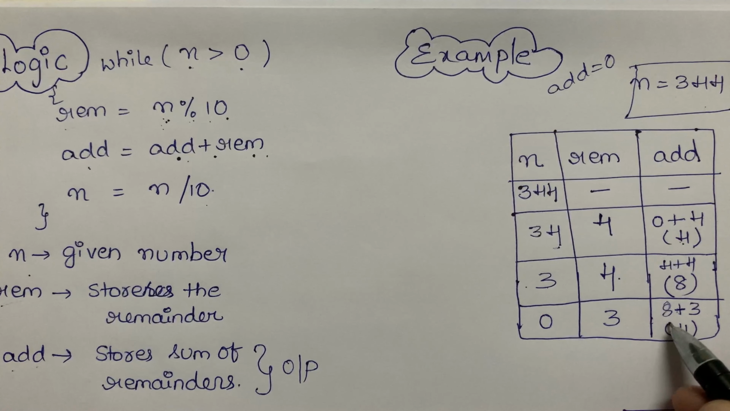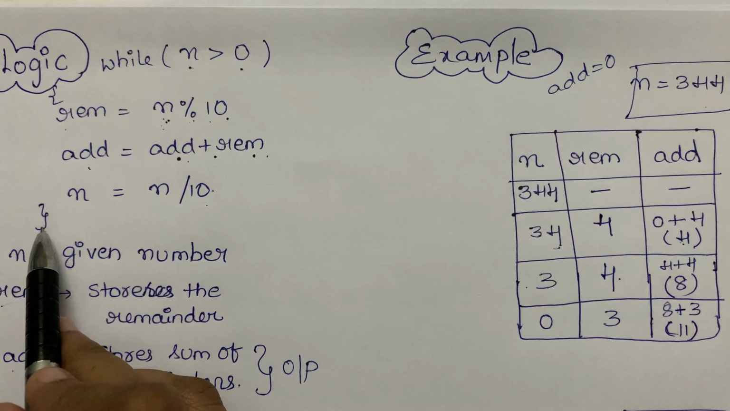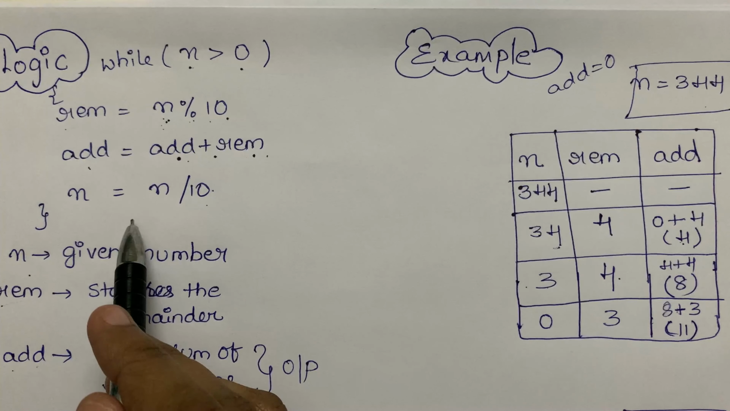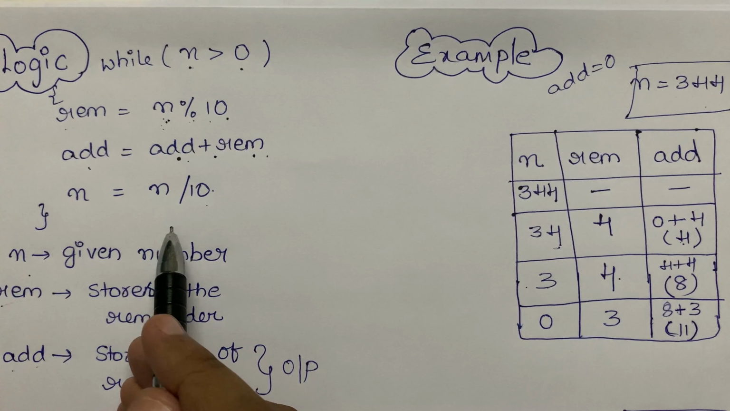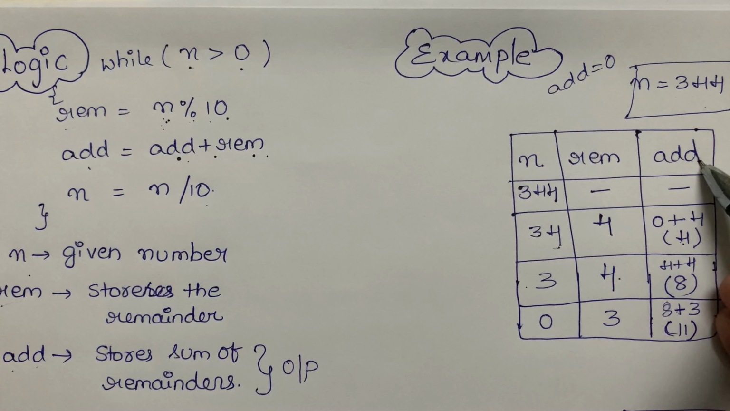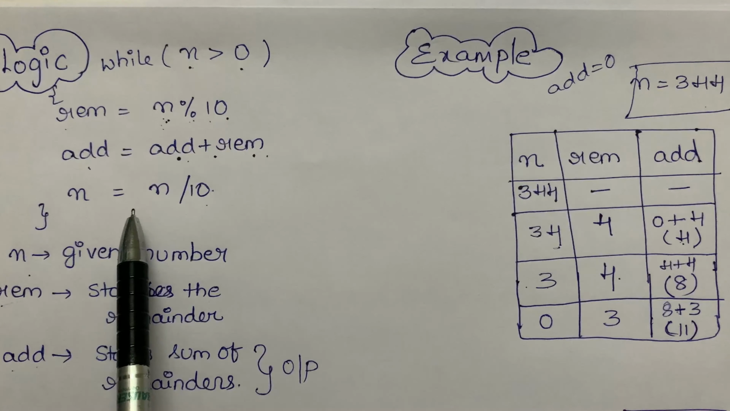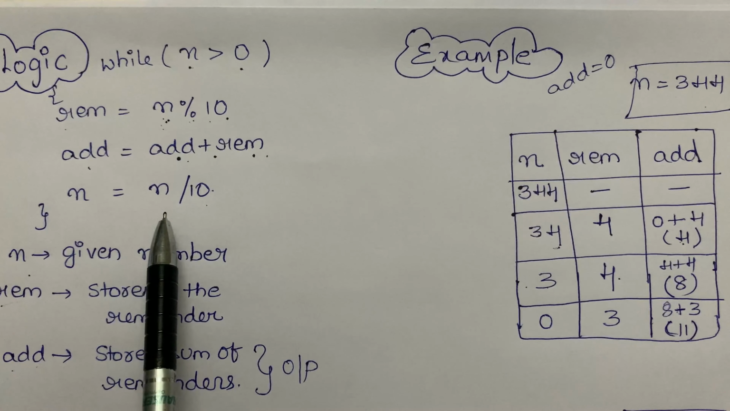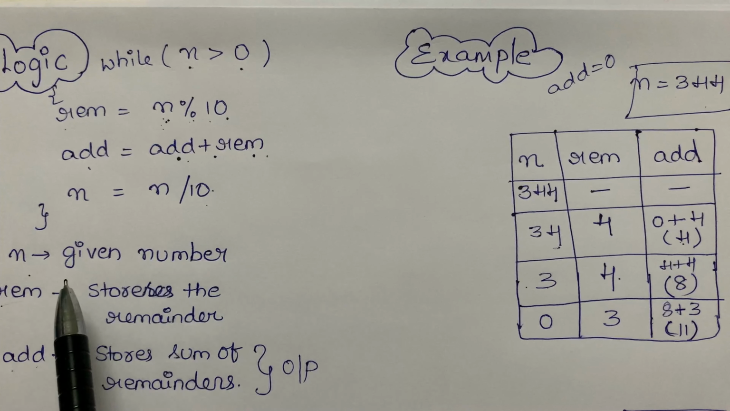Now what is the final value? What will be the output here? 11. 11 is stored in which variable? ADD. So after this logic we will write a print statement showing that the sum of digits is 11, which is stored in the variable ADD. So this is the logic for finding the sum of digits of a number using modulus and division operators.